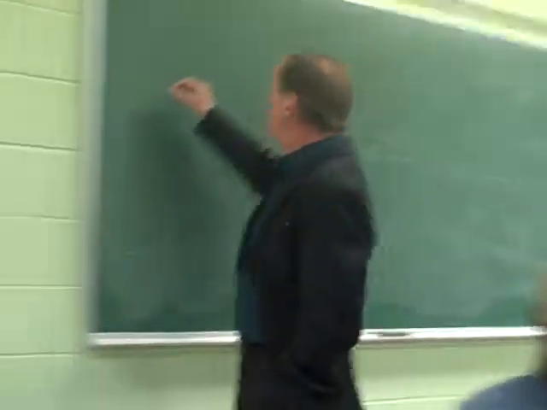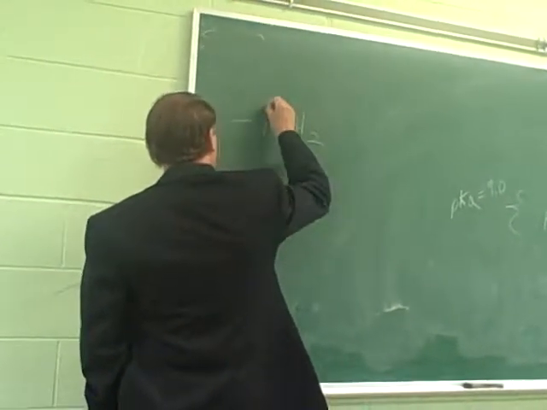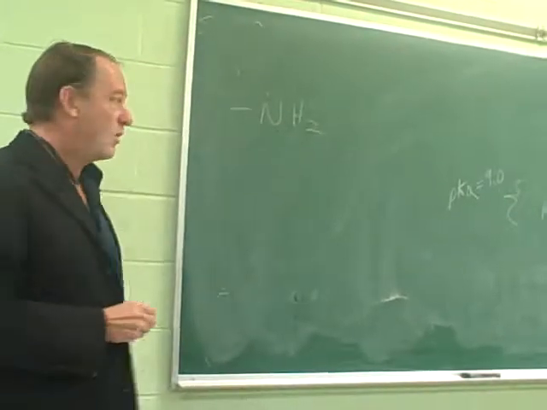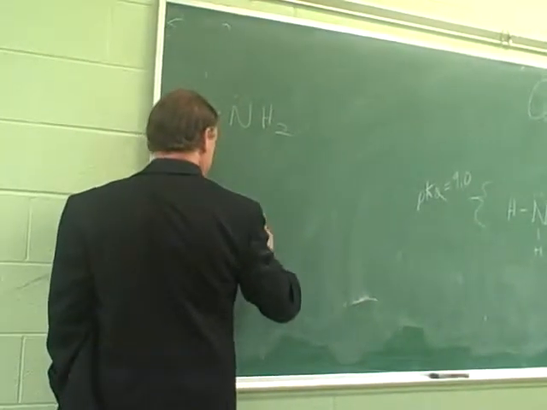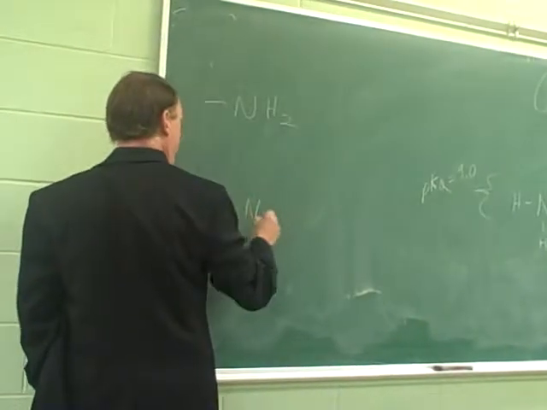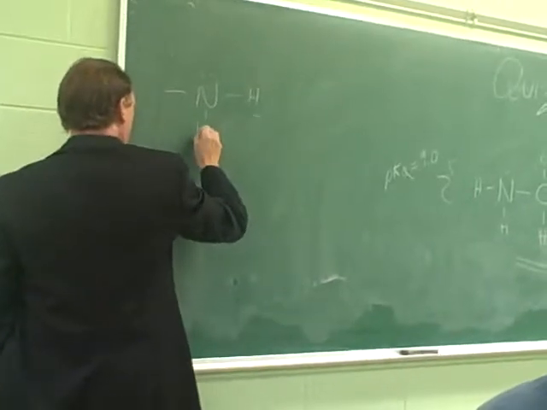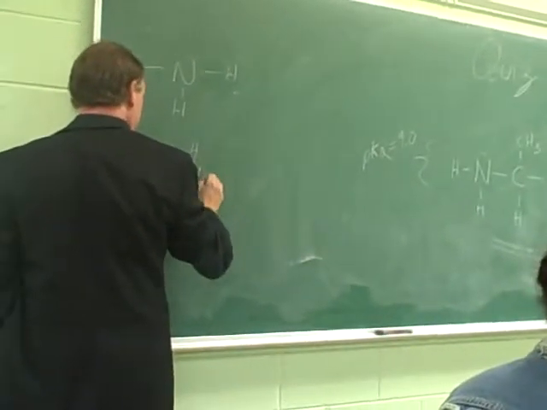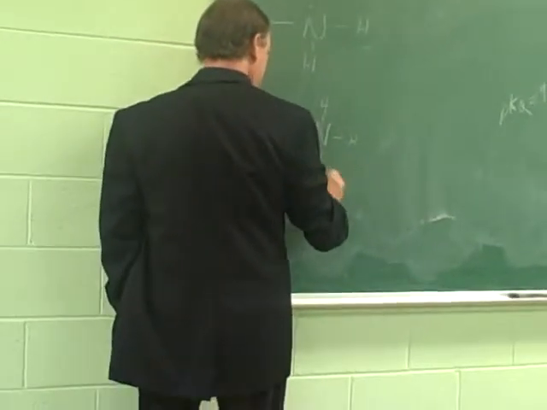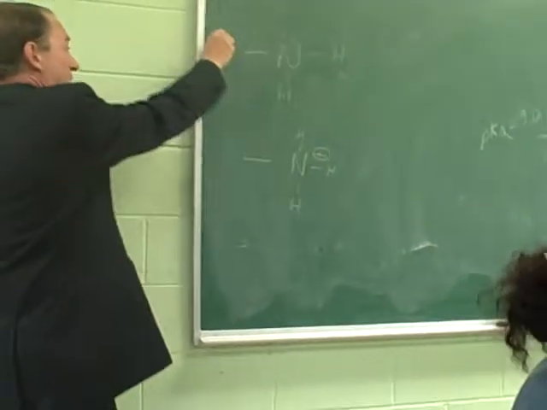Whenever you have a nitrogen, you can have it look like this. What's the other form of a nitrogen? It can have three bonds and one lone pair. I can draw it this way if you like. Or it can have 4 bonds. And what does it need if it has 4 bonds? A positive charge.